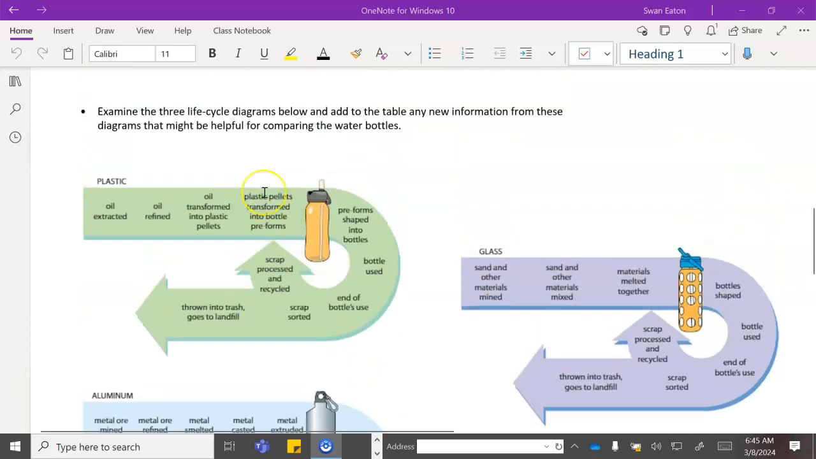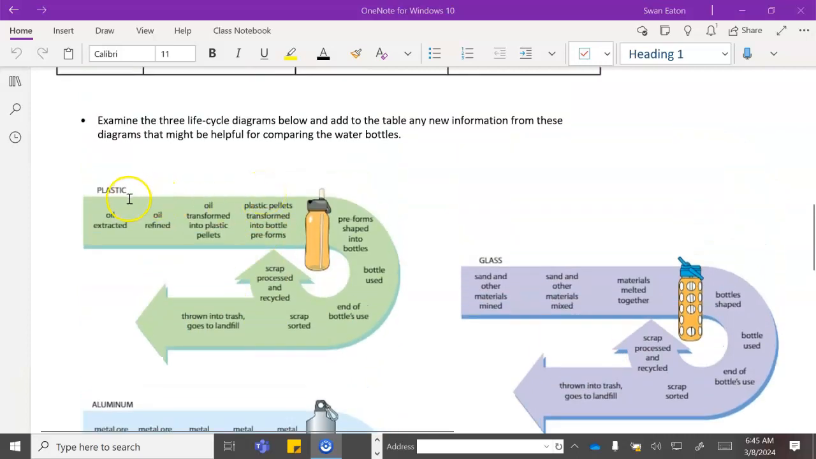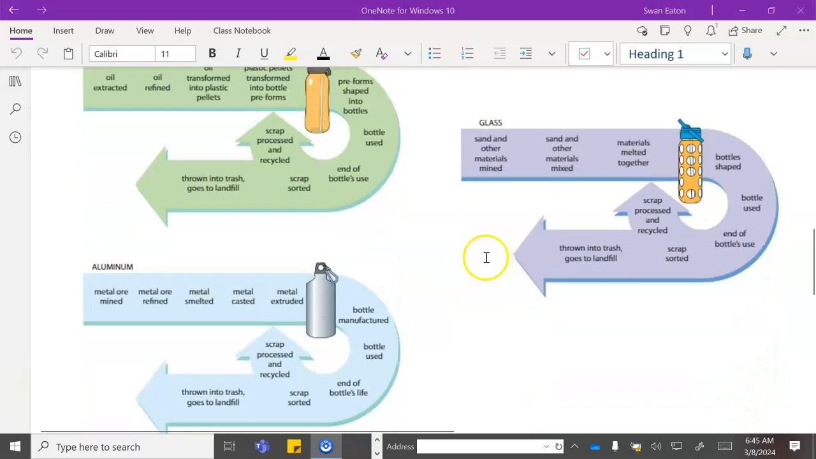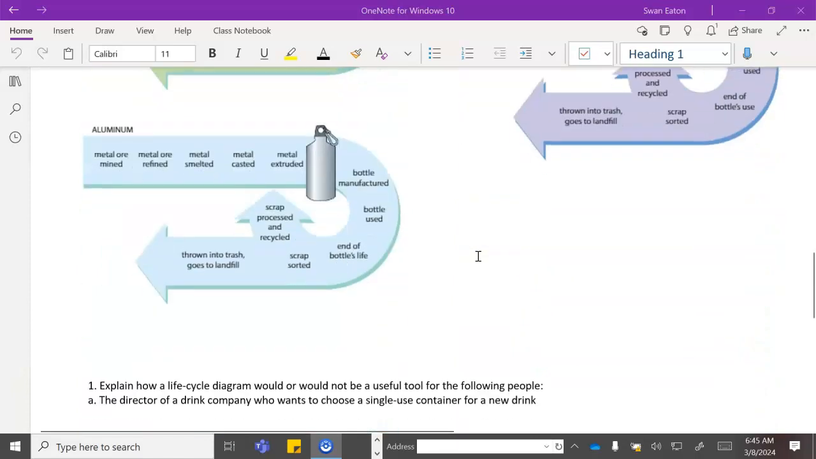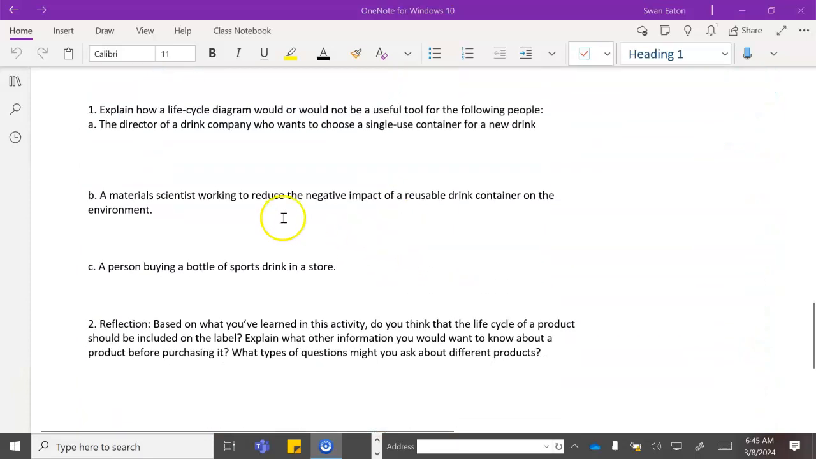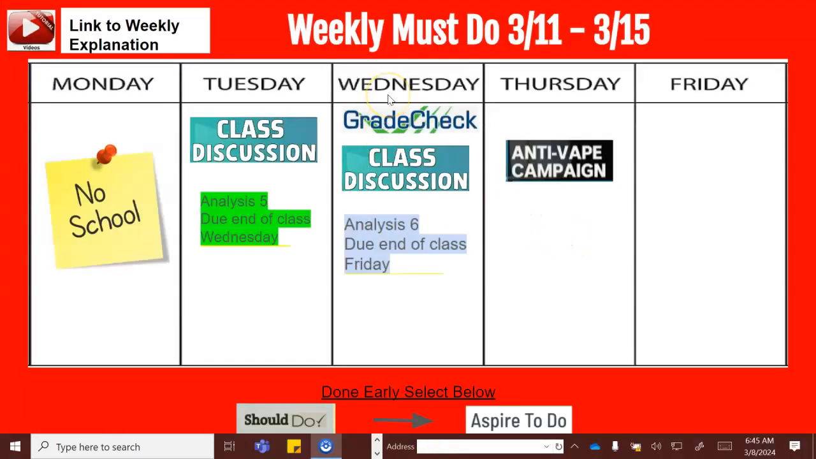So each of these life cycles are for each individual material: plastic, glass, and aluminum. Once you've inserted that information into the table where it belongs, next you will answer these 2 questions. Keep in mind, question number 1 has 3 parts, and then question number 2 is a reflection of what you learned. On Wednesday, as all students know, grade checks must be completed by Wednesday at the latest. Of course, you can always do them earlier in the week.